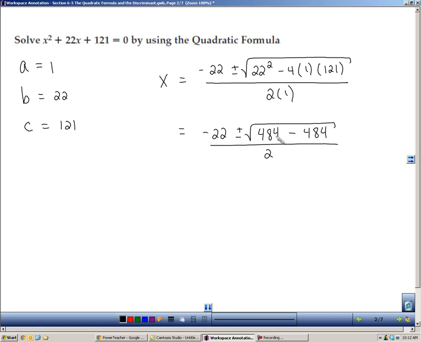So 22 squared is 484, and so is 4 times 121. Minus here, so those are going to simplify to be a 0. So really you're just going to have negative 22 over 2, which is a solution of negative 11. Here's an example where we only have one solution for our quadratic equation.